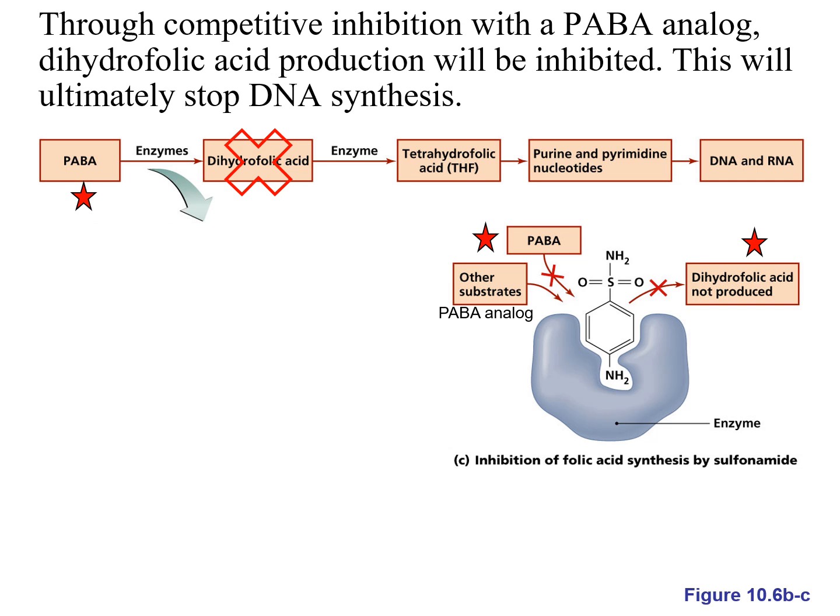Through competitive inhibition with the PABA analog, dihydrofolic acid production will be inhibited. This will ultimately stop the DNA synthesis. So this is a picture we've looked at several times already. So just follow the flow chart again. PABA needs to bind. It cannot bind because this analog is present. If the analog is present, you will not produce the preferred product, which is dihydrofolic acid.